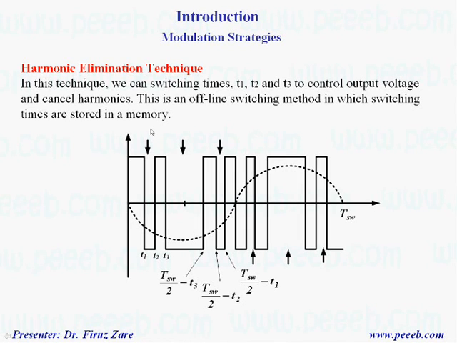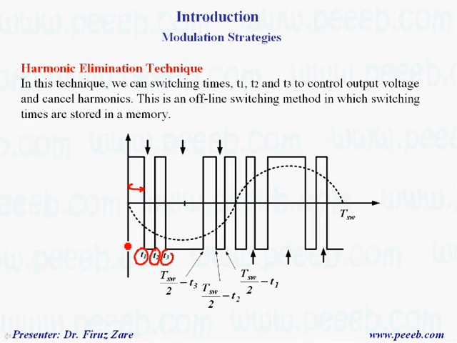So another method to control the output voltage and reduce the harmonics is based on the harmonic elimination technique. That means in this case we define these switching times, and we can find the pulse width based on Fourier series expansion. So we can pre-calculate the harmonics and find these switching times to be able to, for example, reduce the third harmonic, fifth harmonic, and so on.